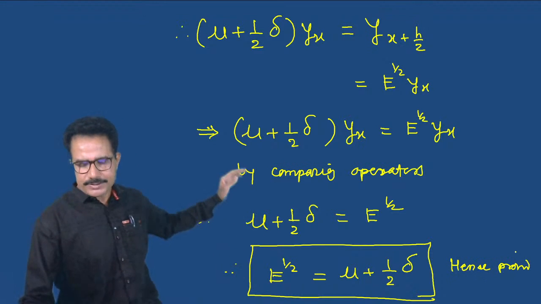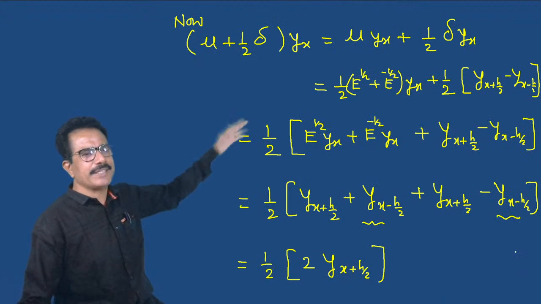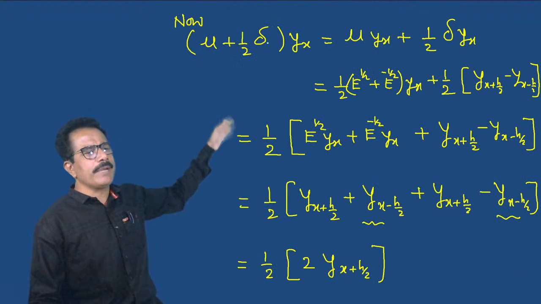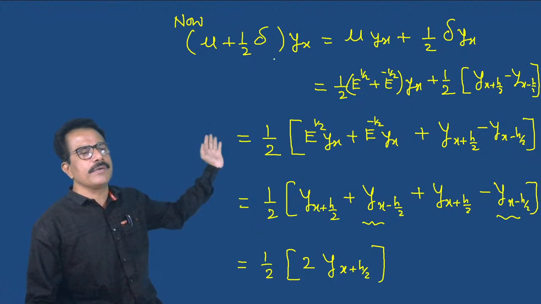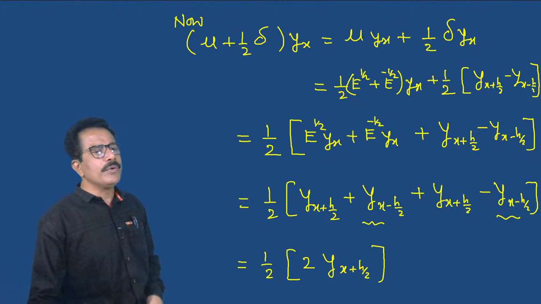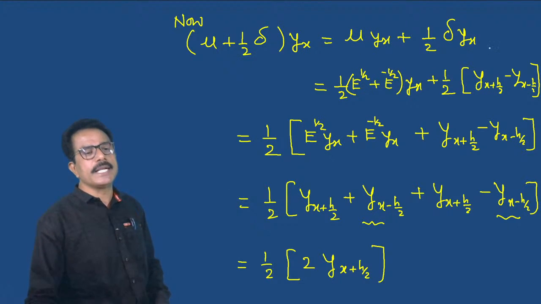हे समजलं का रे स्टुडंट्स? याच्यात काही अडचण आहे का? फक्त काही नाही, म्यू प्लस 1 बाय 2 डेल्टा वाय एक्स ची ऑपरेट करा. म्यू ऑफ वाय एक्स प्लस 1 बाय 2 डेल्टा वाय एक्स.